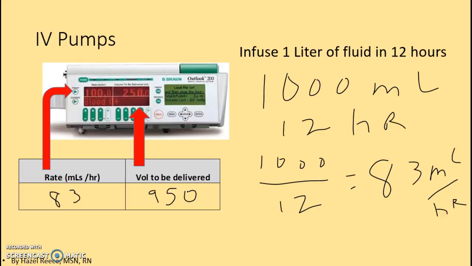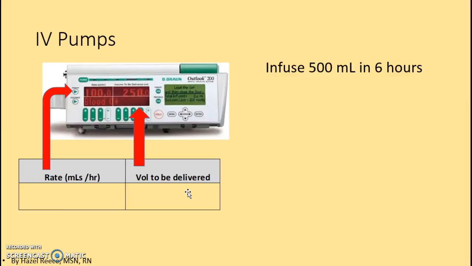Okay, so let's look at, say for instance, we had a bag of 500 milliliters and you wanted to do it in 6 hours. So we have 500 mils in 6 hours. Now that 500 mils could be a 500 milliliter bag, or it could be just what's left in the 1,000 milliliter bag. Say, for example, you needed to change things up at some point during the day and the bag was half empty. So now you have 500 milliliters in the bag.